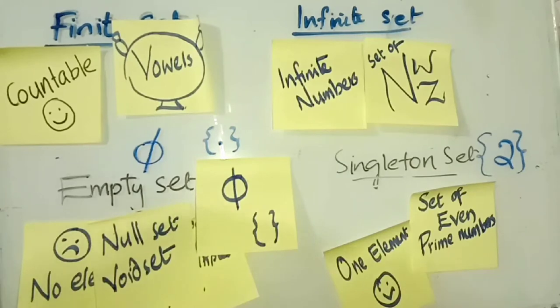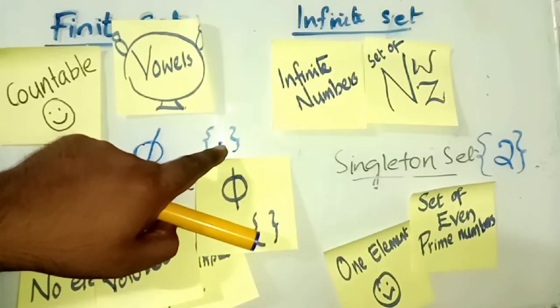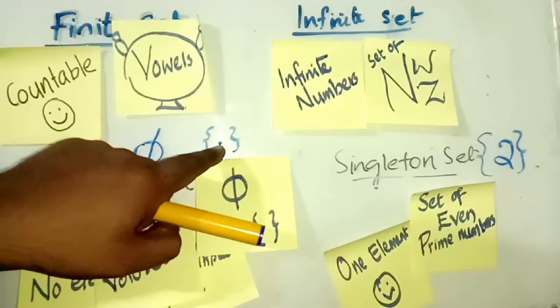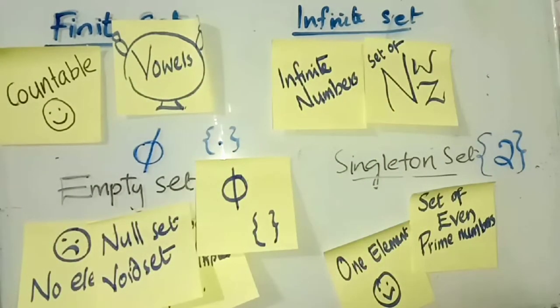An element can be an object, alphabet, letters, or symbols. Anything can be an element. So don't put anything in that. If you put just a dot or comma, anything in the curly bracket, it will be converted to a singleton set.